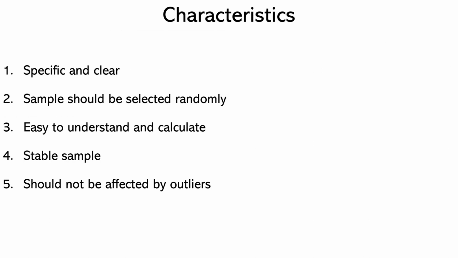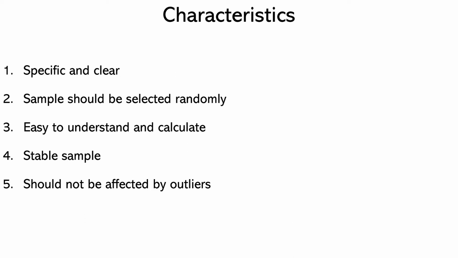Okay. Now next is, what are the characteristics of measures of central tendency? It should be very specific and clear. Otherwise, there is no point in calculating measures of central tendency, right? Now the sample should be selected randomly. It means that we are collecting the data from a sample, and that sample should truly represent the population.